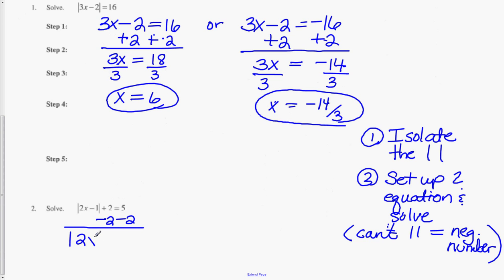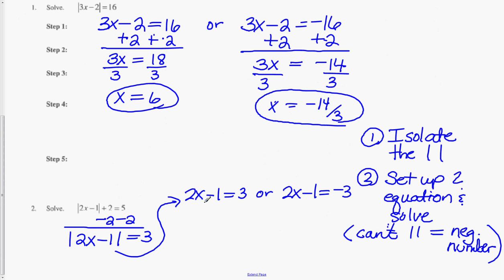So I'm going to get 2x minus 1 now equals 3. Now I can make my two equations. So I'm going to have 2x minus 1 equals positive 3, or 2x minus 1 equals negative 3. I'm going to add 1 to both sides for this one. So 2x equals 4. Divide by 2. So x equals 2. There's one answer.